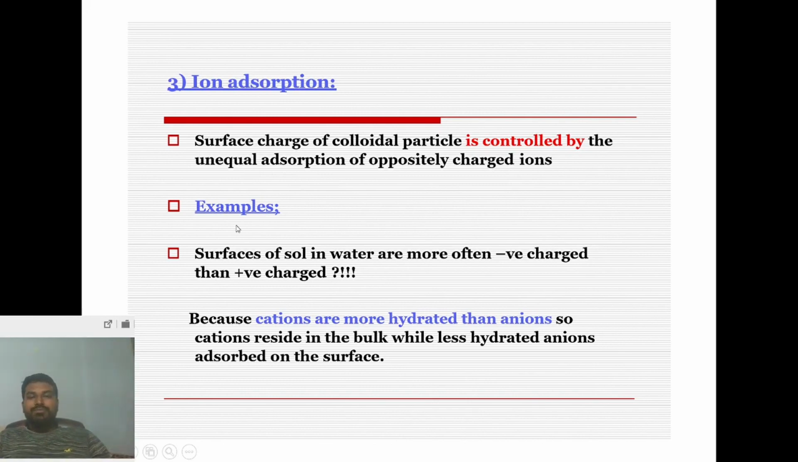Ion adsorption: the surface charge of a colloidal particle is controlled by the unequal adsorption of oppositely charged ions. For example, surfaces of sols in water are more often negatively charged than positively charged, because cations are more hydrated than anions, so cations reside in the bulk while the less hydrated anions are adsorbed on the surface.